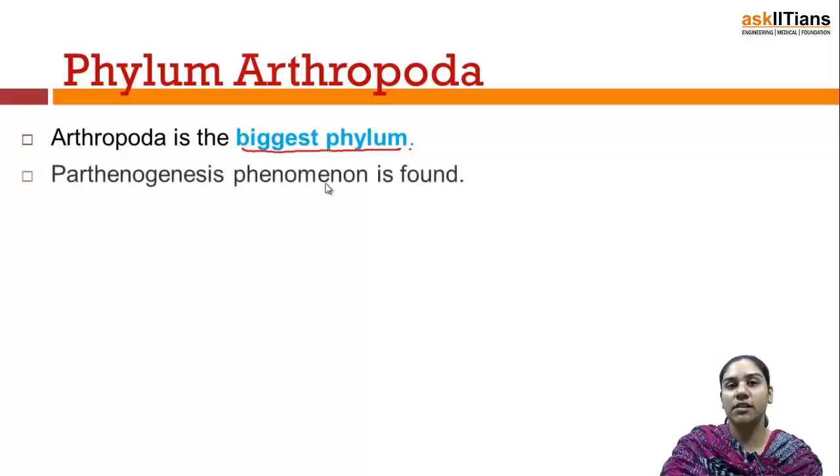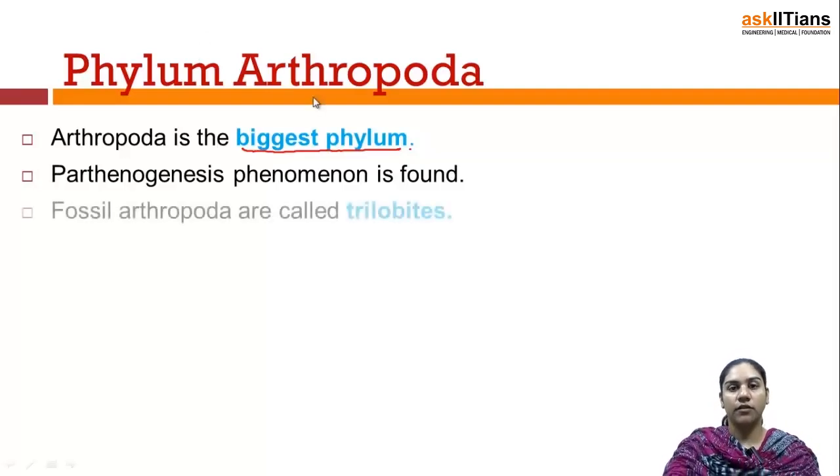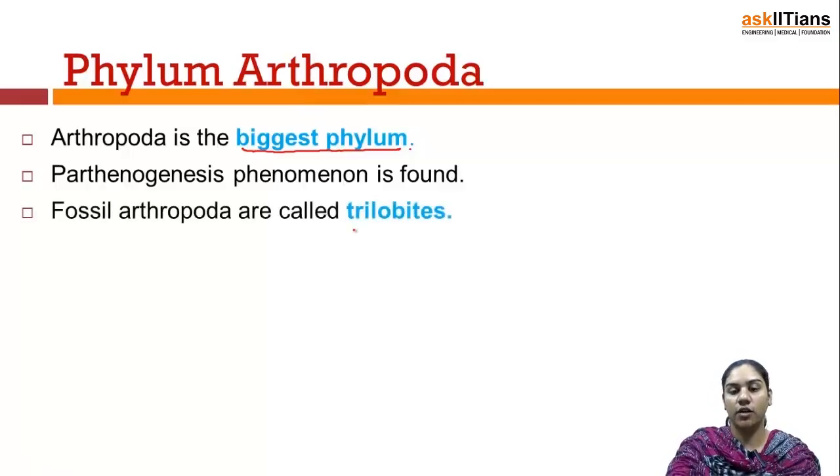The parthenogenesis phenomenon is found in the insects. That means the development of an individual without fertilization. The fossil arthropods are known as the trilobites.